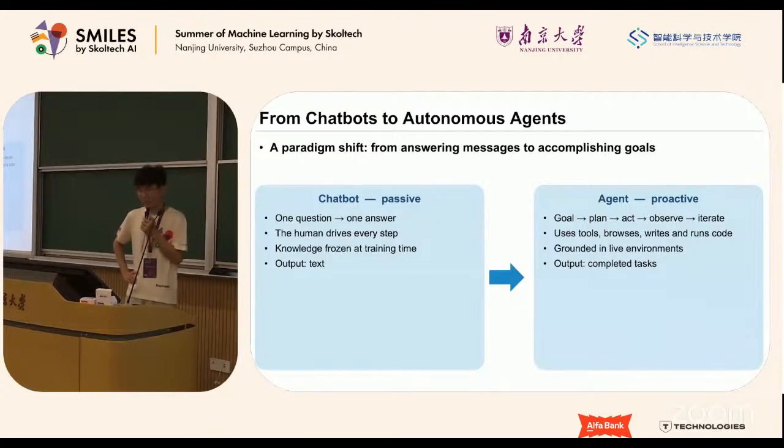Proactive agents, in contrast, are given higher-level goals. They decompose these goals into plans and actions, execute actions in live environments, observe the feedback, and iterate on this progress by using tools such as web browsers and code compilation tools. They focus on more complex tasks rather than simply generating text.